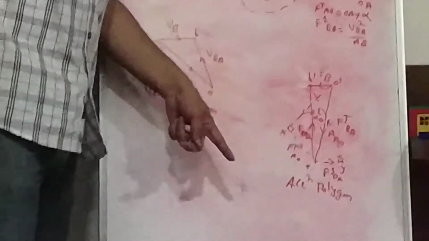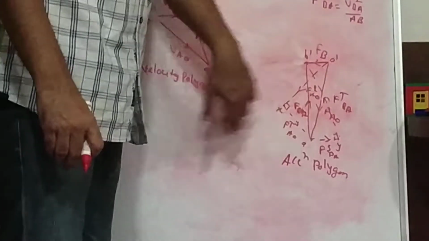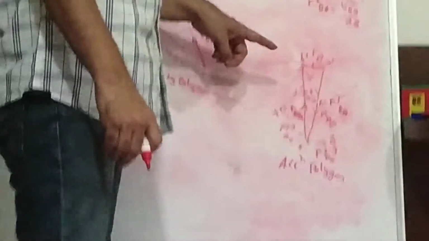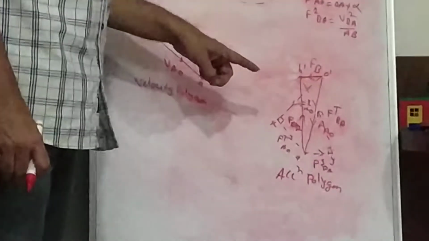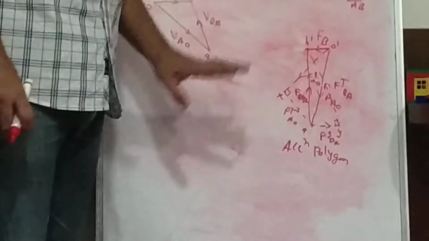From this diagram, we just have to measure the length of the vector and multiply by scale, and we will get the radial component of acceleration and tangential component of acceleration of each linkage of the mechanism.